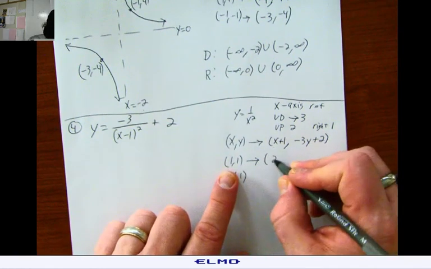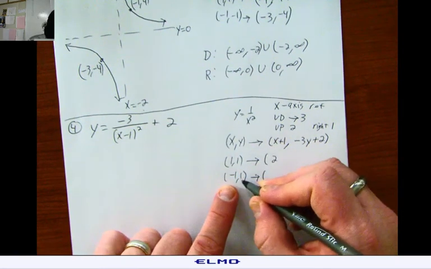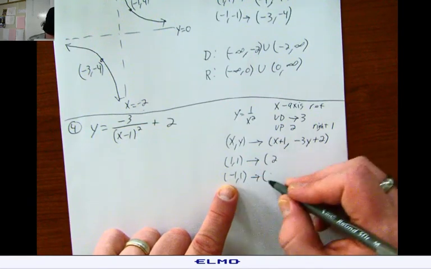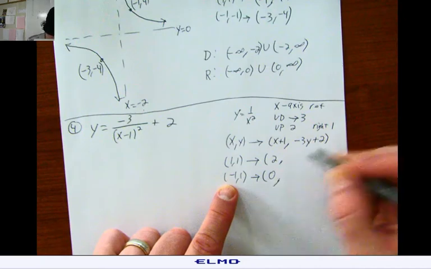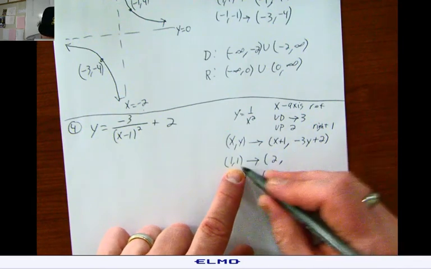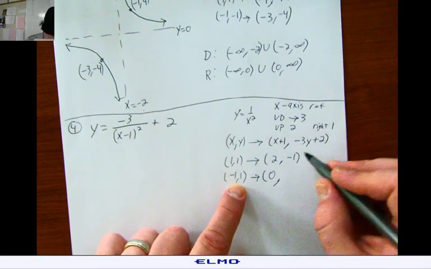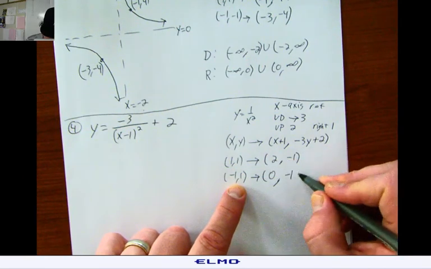1 plus 1 is 2. Negative 1 plus 1 is 0. Oh, yes. And let's see, negative 3 times 1 is negative 3, plus 2 is negative 1. And this has the same y value, so it would have to be the same y value here.